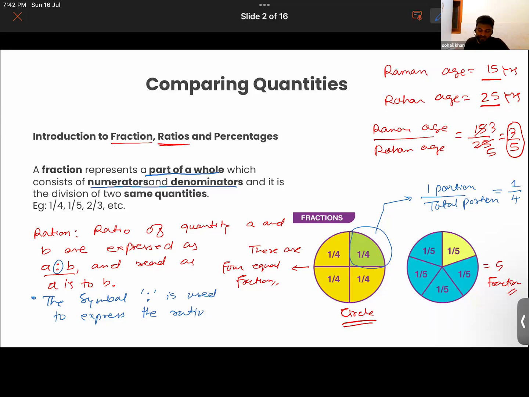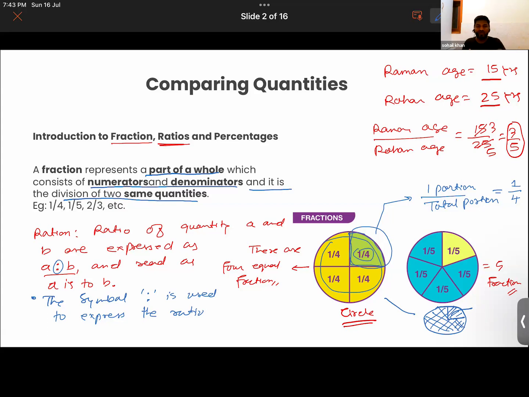And it is the division of two same quantities, right? Like this part and this part, you take 1/4 this part and the whole part, both are the same thing here. So if you take a piece of cake and compare this part of the cake with the rest of the cake, both the parts are the same, no? Like this part and this part, both of them are the same thing. So that is fraction and ratio.